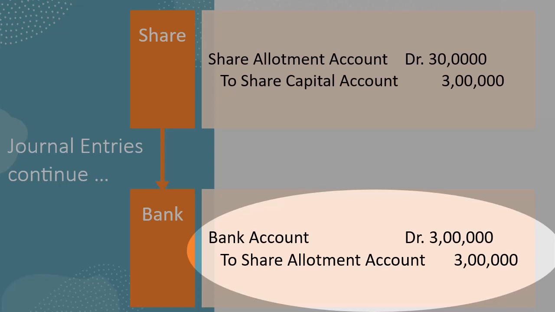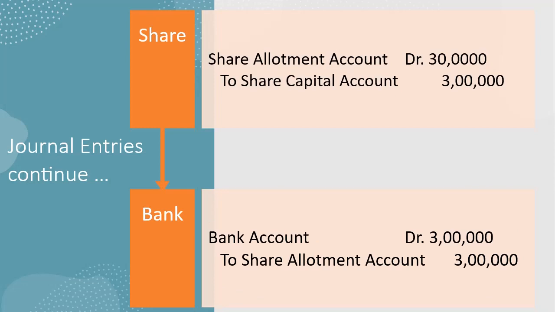After the allotment of shares, the company asks the shareholders to pay the allotment money. The shareholders then pay the allotment money, which is received by the company in its bank account. The bank account is debited with the amount received, and the share allotment account is credited with the same amount. This entry reflects the transfer of the allotment money from the bank account to the share allotment account.